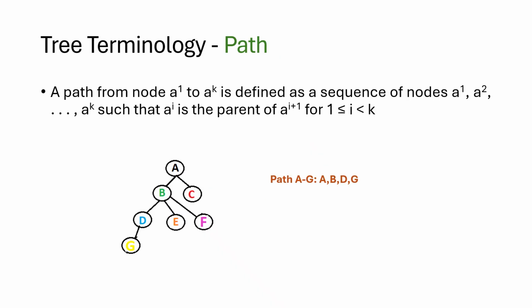Next one is path. A path from one node to another node defines a sequence of nodes. So for A to G, the path is A to B and B to D and D to G. That's a path. Likewise for E, A to B and B to E. For F, A to B and B to F. For C, A to C only. That is a path.